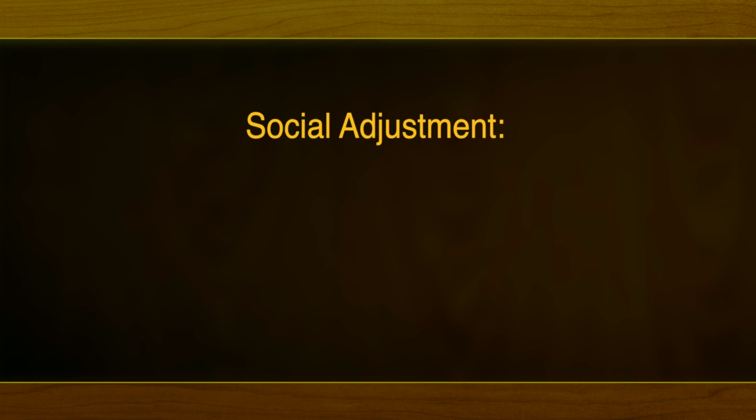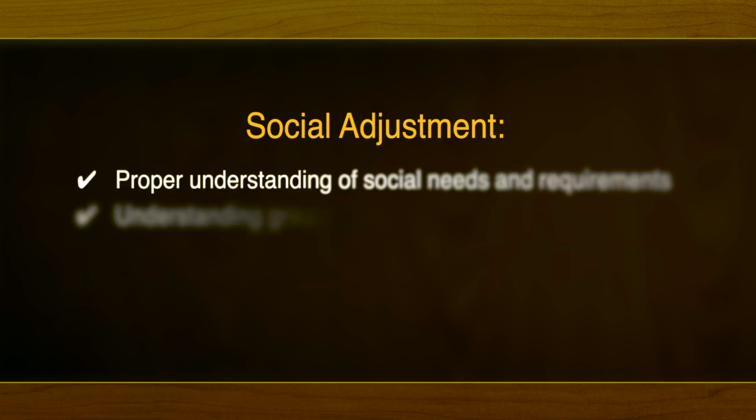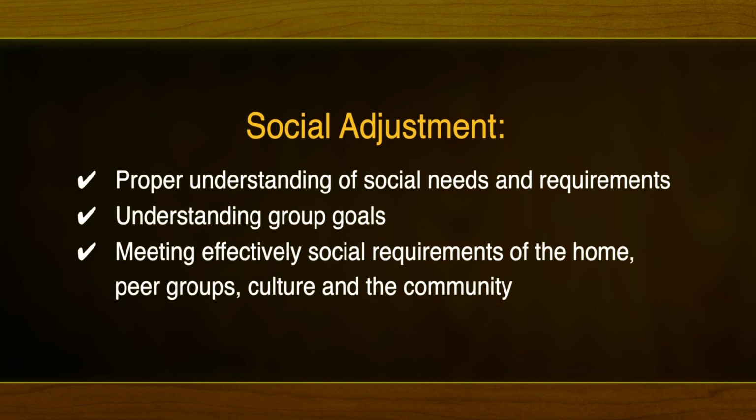Now, social adjustment. Harmonious relationship with pupils and teachers. Getting along with the members of the opposite sex. Feeling socially acceptable. Proper understanding of social needs and requirements. Understanding group goals. Meeting effectively social requirements of the home, peer groups, culture and the community.